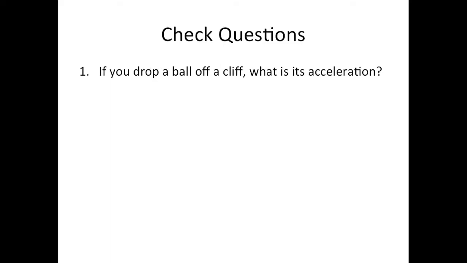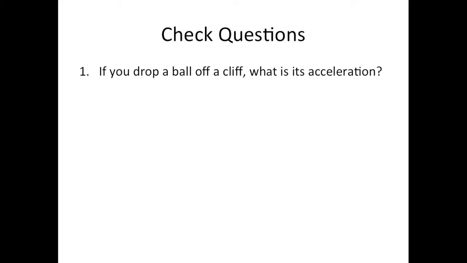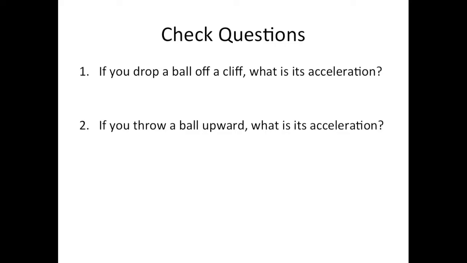If you drop a ball off a cliff, what is its acceleration? Well, we just said that all objects encounter the same acceleration no matter what. So the answer here is 9.8 meters per second squared down. If you throw a ball upward, what is its acceleration? This is a common one people misunderstand. They think, it's on the way up, so it's not accelerating down. Well, we just said on the previous slide, the acceleration on any object at any time is always 9.8 meters per second squared downward. So that's the answer here for number 2 as well.